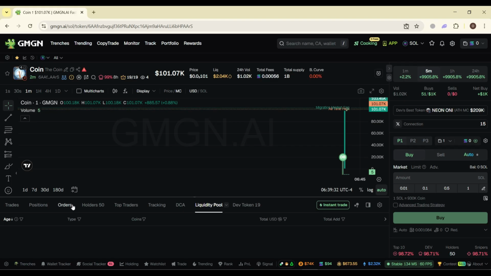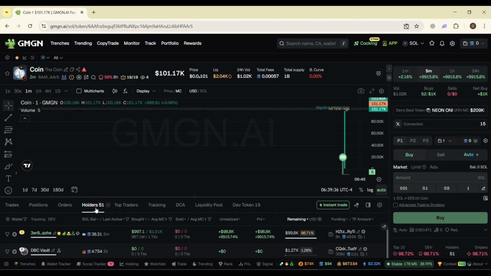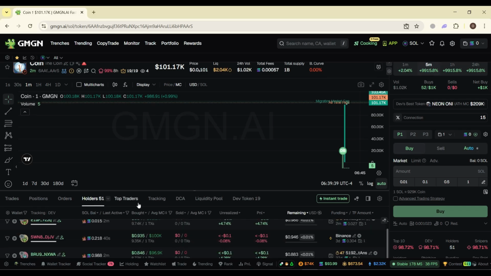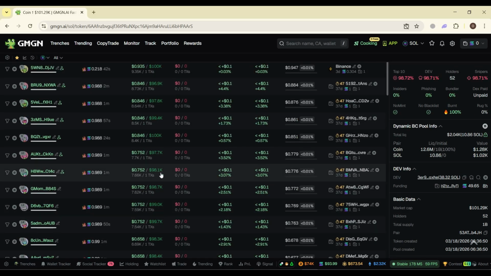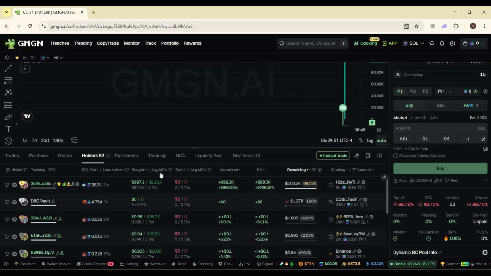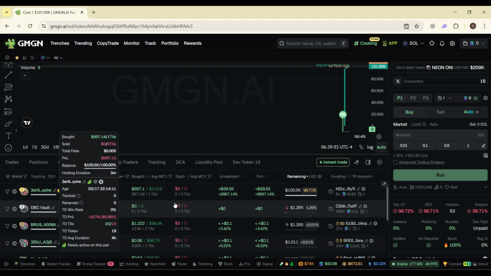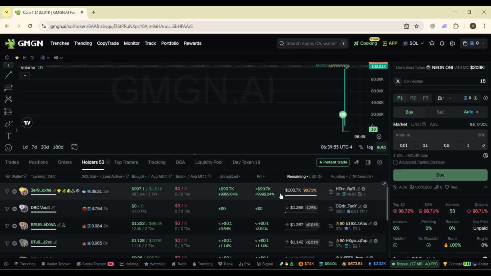Here are the steps to check the distribution of holders. You can check the holders here. These are the holders. Look at how tokens are distributed. If a few wallets hold a large percentage, that's a risk because they can sell at any time and crash the price. These are the holders and their wallet addresses, and you can check their funding and remaining amount here. Everything is available here.